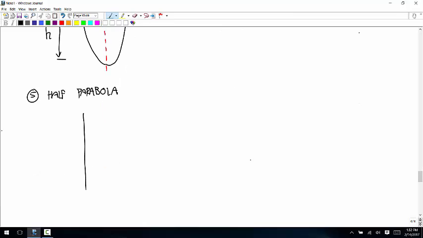So, like this. And I'll call this distance a again, and this distance h again. And the centroid's going to be over here. So this distance is x bar.